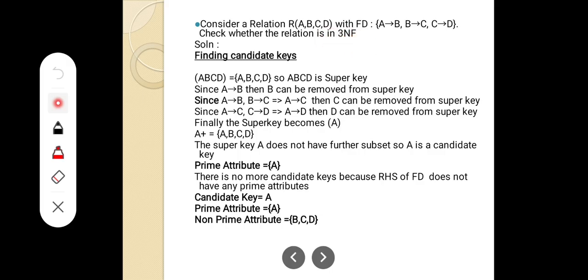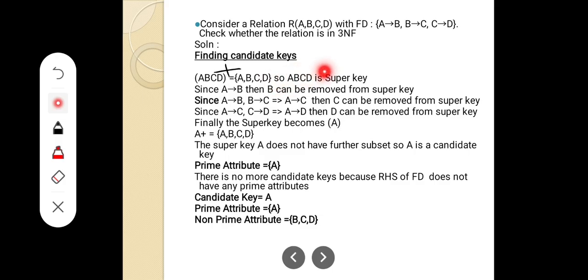First we have to find the candidate key. In the question, the candidate key is not given, so we have to find it, then extract the prime attributes as well as the non-prime attributes. How can we find the candidate key? You take the closure of the attributes of the relation ABCD. ABCD closure is ABCD itself, so ABCD is a super key.